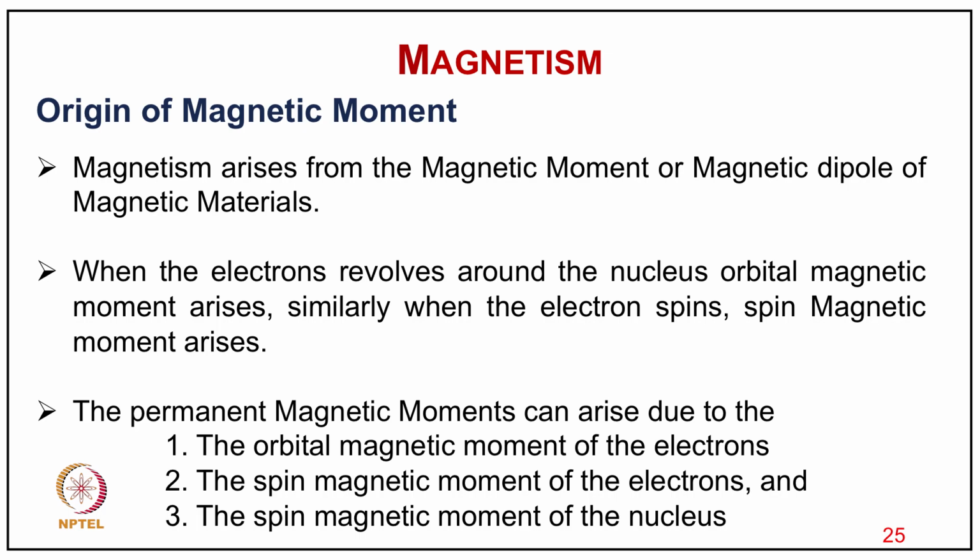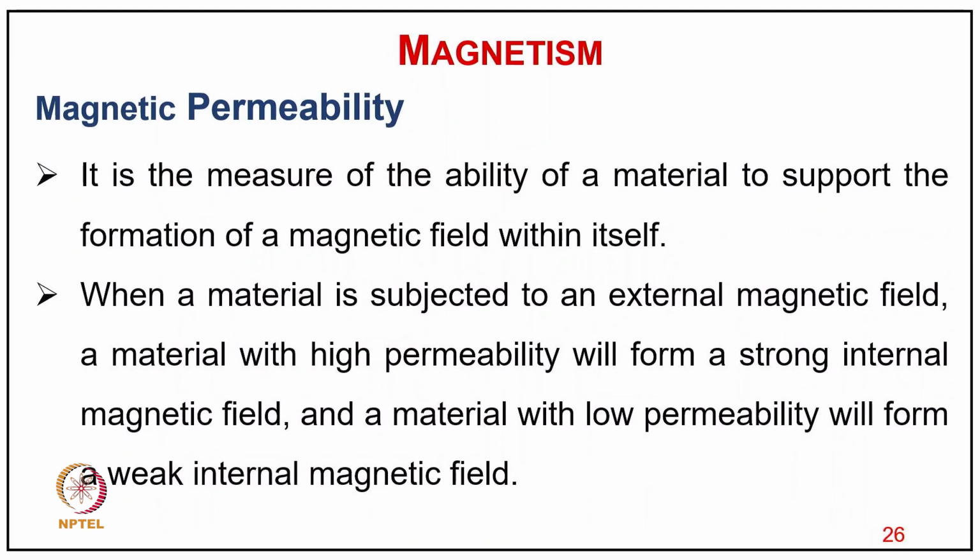So we have a property we call the magnetic permeability of the magnetic material. It is the measure of the ability of a material to support the formation of a magnetic field within itself. When a material is subjected to an external field, a material with high permeability forms a strong internal magnetic field, and a material with low permeability forms a weak internal magnetic field.